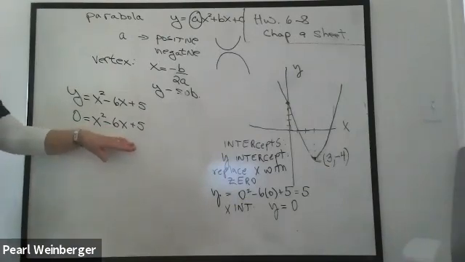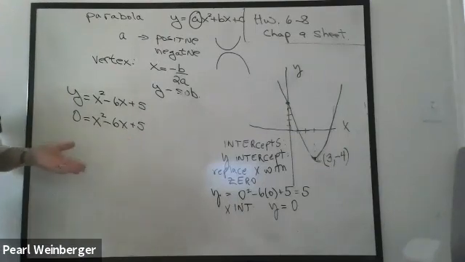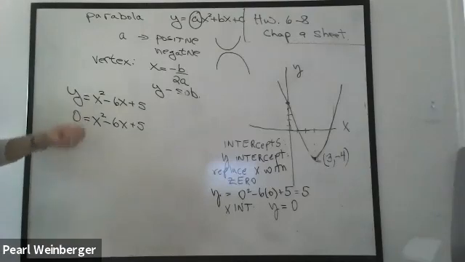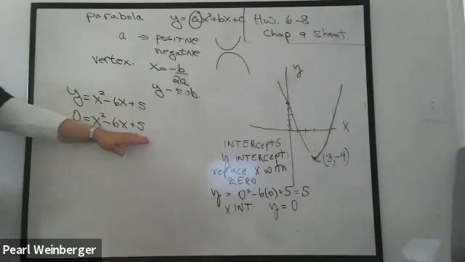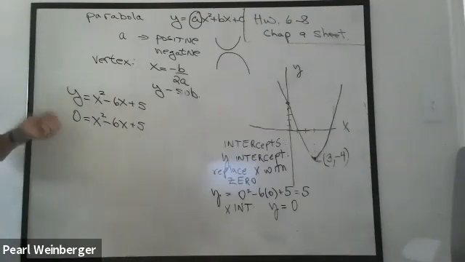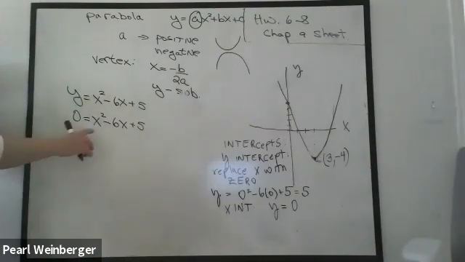Sometimes the quadratic equation is easy to solve. Sometimes it's more difficult to solve. Sometimes you can just use factoring. Sometimes you might have to use the quadratic formula. But to find the x-intercepts, that's what you have to do. You have to solve this equation. Now, this happens to be easily factorable.